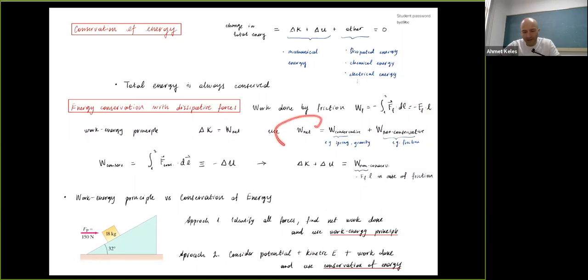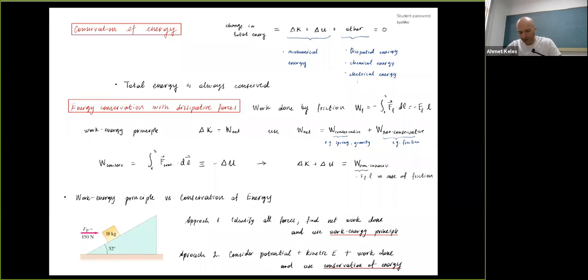And inside this W net, there were two kinds of forces. There were conservative forces doing work, and there were non-conservative forces doing work. Here is spring and gravity, if you like, or this is the friction. And for conservative forces, we already calculated the work, and we found that this was equal to minus delta U. Now I can put this on this side and combine it with delta K, and I say that delta K plus delta U, change in total mechanical energy, is equal to work done by non-conservative forces. In this case, it's minus friction force times L.